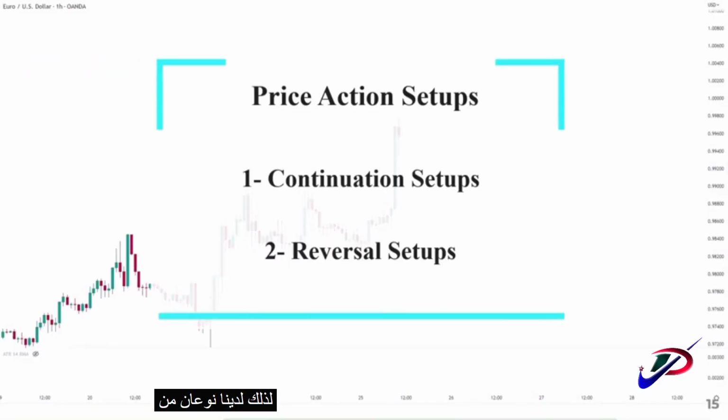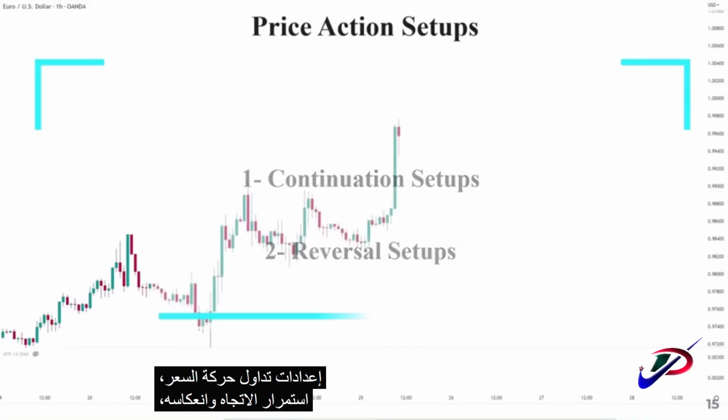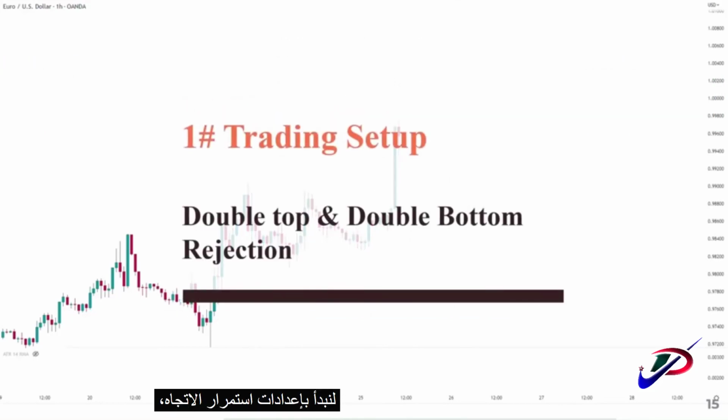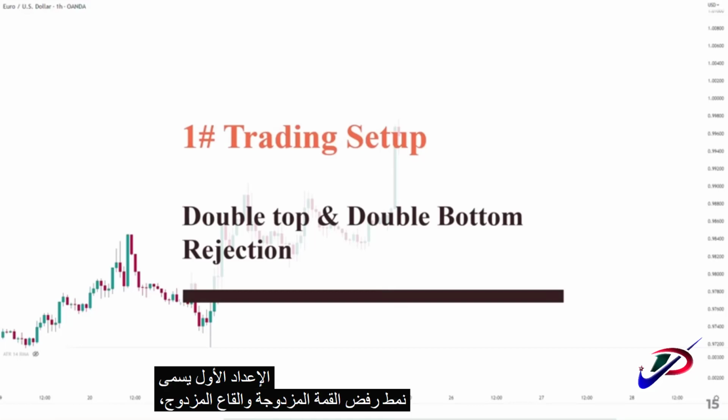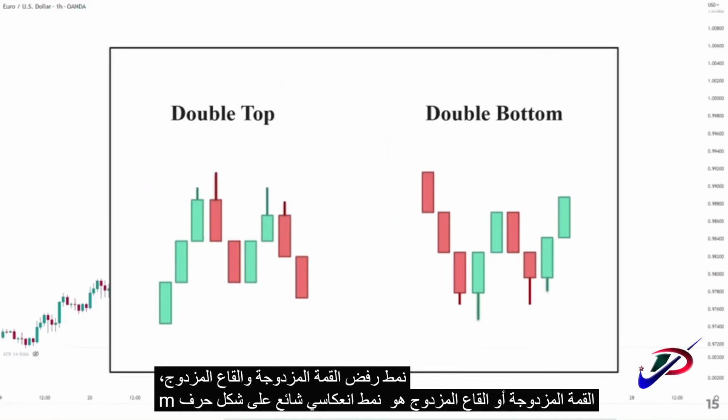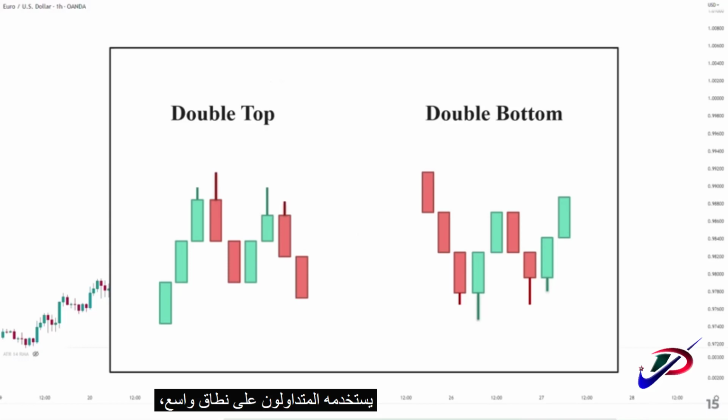So, we have two kinds of price action trading setups: trend continuation and reversal. Let's start with the trend continuation setups. The first setup is called the double top and double bottom rejection pattern. A double top or bottom is a popular M-shaped reversal pattern that price action traders are widely using.